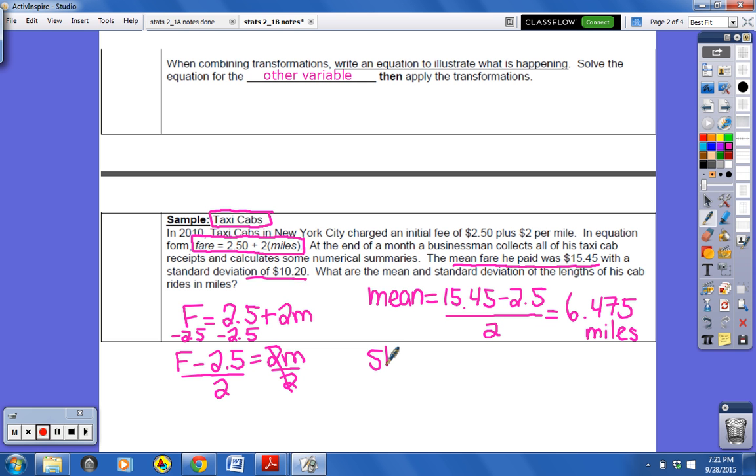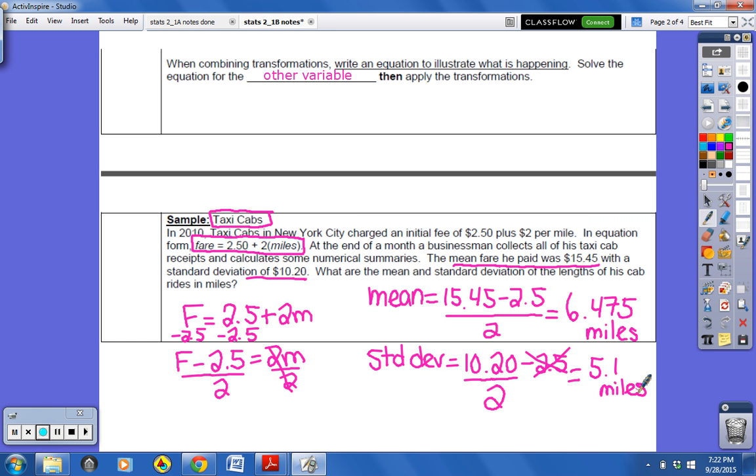But now, when I want to calculate standard deviation, I have to be careful, because when I transform data, adding and subtracting does not affect standard deviation, which is a form of spread. So I would take that standard deviation and I would not subtract that 2.5, because adding and subtracting does not affect my standard deviation. The only thing that affects it is multiplying or dividing. So this will give me my new standard deviation: just the 10.2 divided by 2. And so I'd get a standard deviation of 5.1 miles.